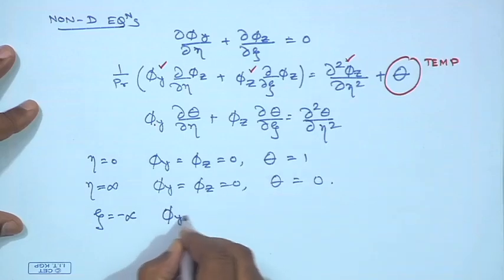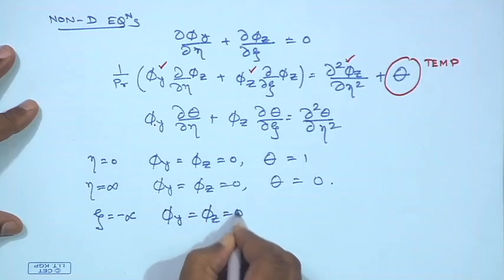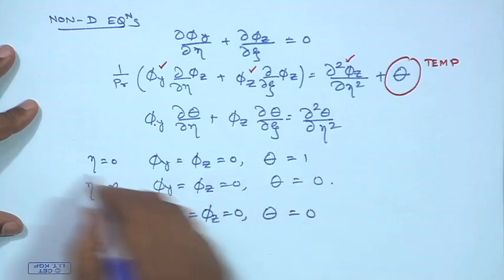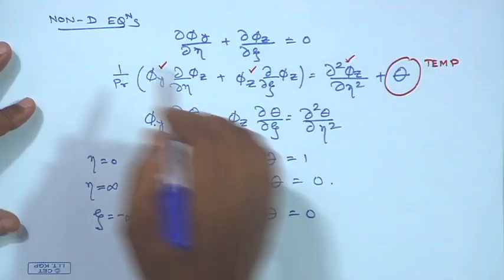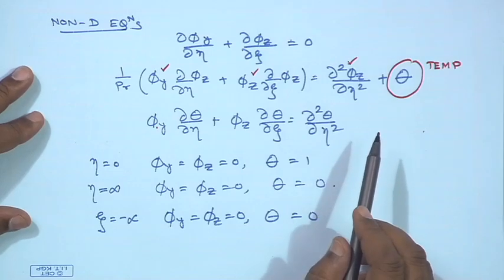So, phi y equals phi z equals 0 and your theta would again be 0. So, these three equations will have to be solved with these following boundary conditions. However, an analytic solution to this is still not possible, but we can make a heuristic type of solution and then try to see, is it possible to reduce the problem in such a way that we can make a solution out of such a complicated system.